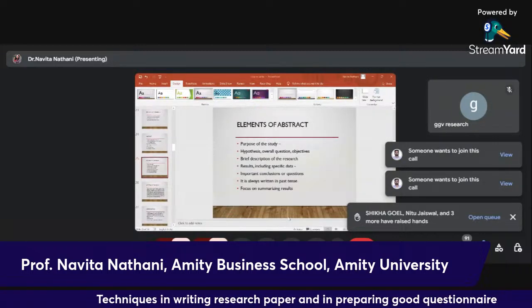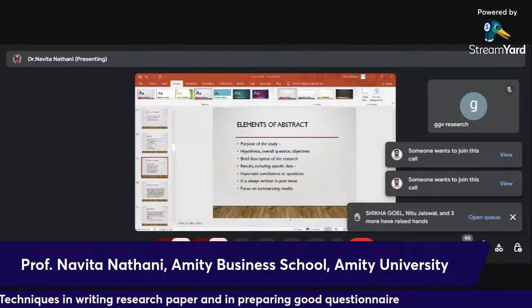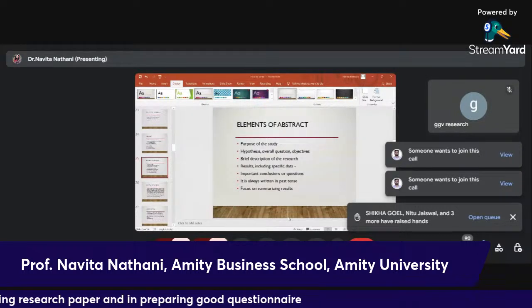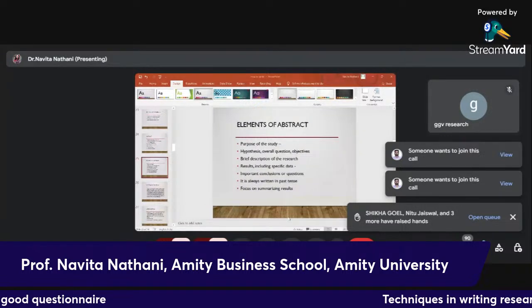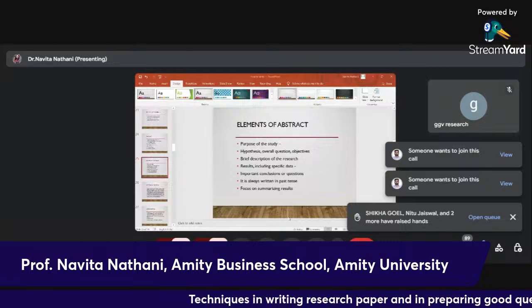Nowadays, people are giving certain word limits, that you have to complete your abstract within these words, and later on, at the end of that paragraph, you would find certain keywords. So this is how you have to write the elements of an abstract.